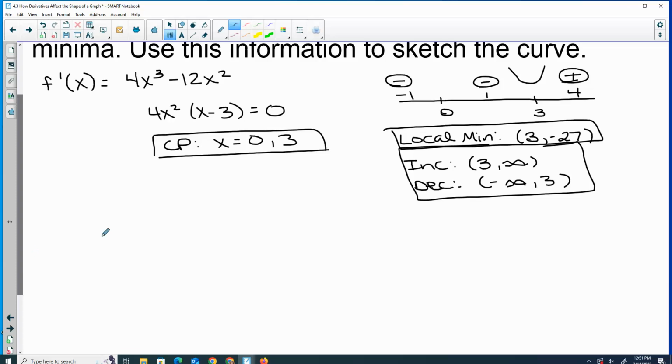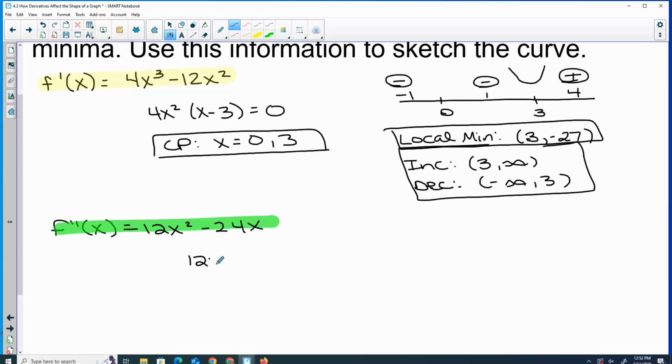I also want inflection points and concavity. So now we need the second derivative, 12x squared minus 24x. And we need to figure out when this is 0. We take out 12x, and pull these inflection points.